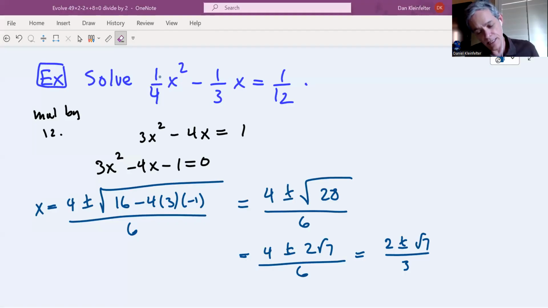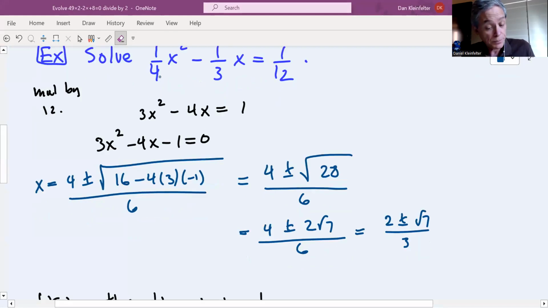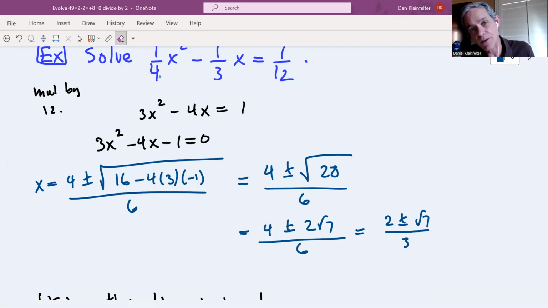All right, so going through the details on this one, the quadratic formula ends up giving us 2 plus or minus the square root of 7/3, and the steps are here shown.